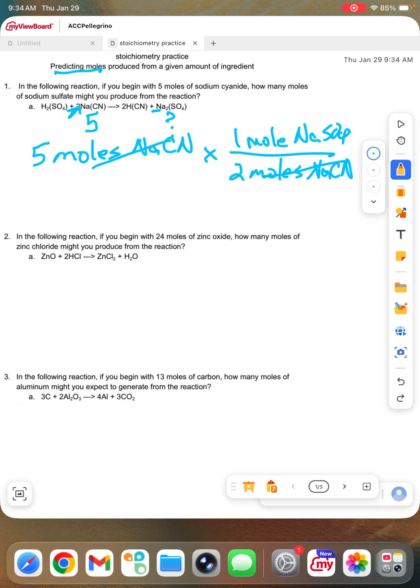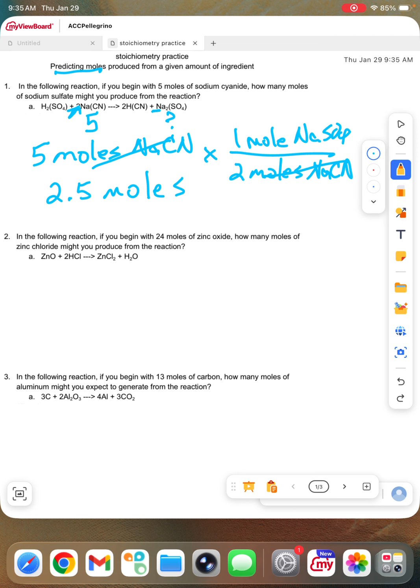So if you write it out, it can help you to know whether or not you have it written properly, because if you had the 2 moles of sodium cyanide on the top, then your moles of sodium cyanide are not going to cancel out, and it'd be actually moles of sodium cyanide squared divided by moles of sodium sulfate. So it just can help you to make sure that you have it right, because otherwise, instead of dividing by 2, you'd be multiplying by 2. So you'd end up with 10 moles instead of what the answer should be, which is 2.5 moles. Okay, so that's the final answer. That's all they're looking for.